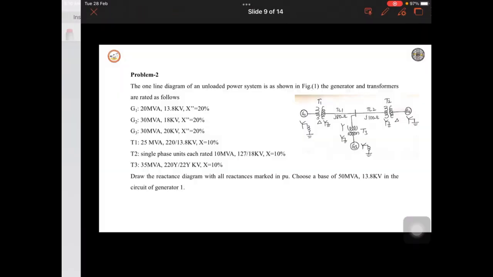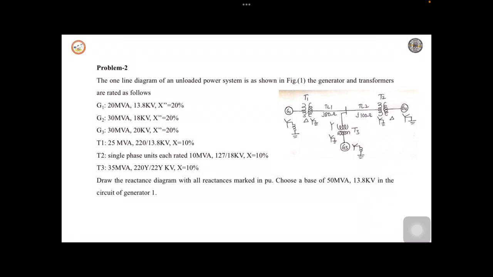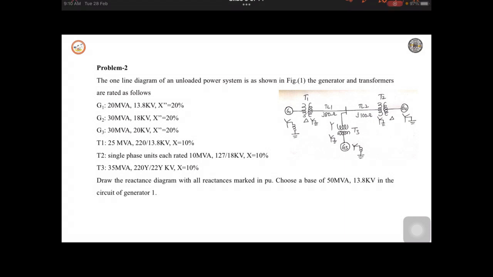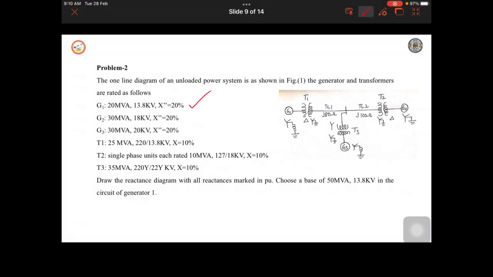So next you can see this problem, the second problem on the one line diagram. Here is the one line diagram of an unloaded power system as shown in this figure. The generator and transformer ratings are as follows. This problem is almost the same as the previous. Generator ratings are given for generator 1, generator 2, and generator 3. Transformer 1 is also no problem, it is given on 3 phase. Transformer 3 is also no problem, it is given on 3 phase.